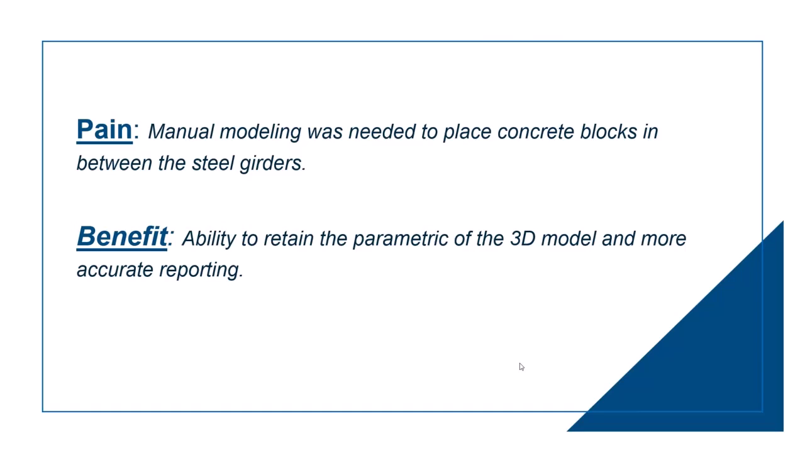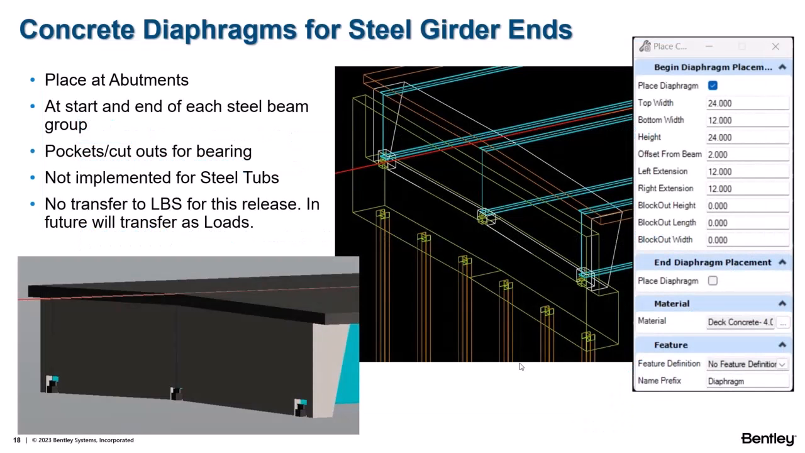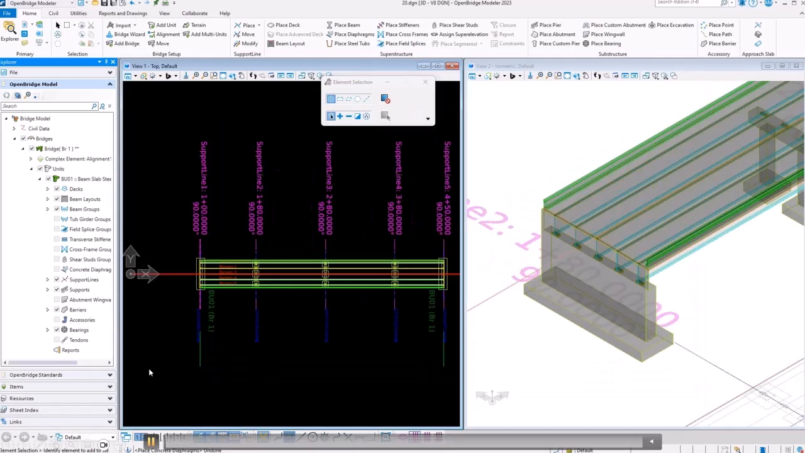And again, the big benefit is that your model remains parametric, and reporting, of course, is done on the elements themselves. The way to do it is just specifying the dimensions in the dialog box. There is not even a library item that you need to define. It's just specifying the dimensions and also the size of the blockouts for the beam seats. So we can specify that.